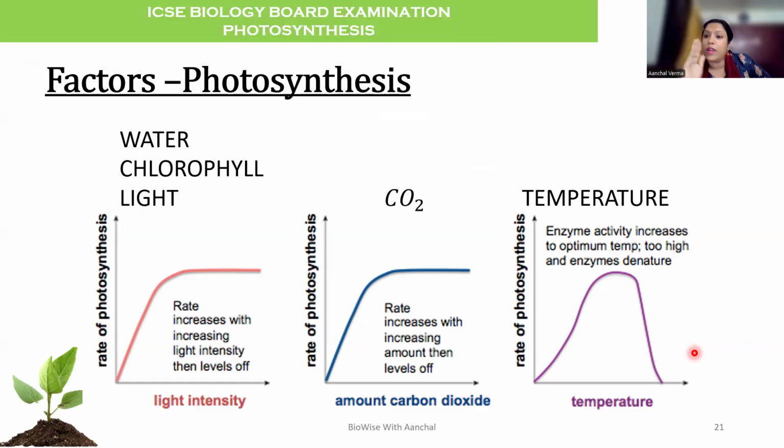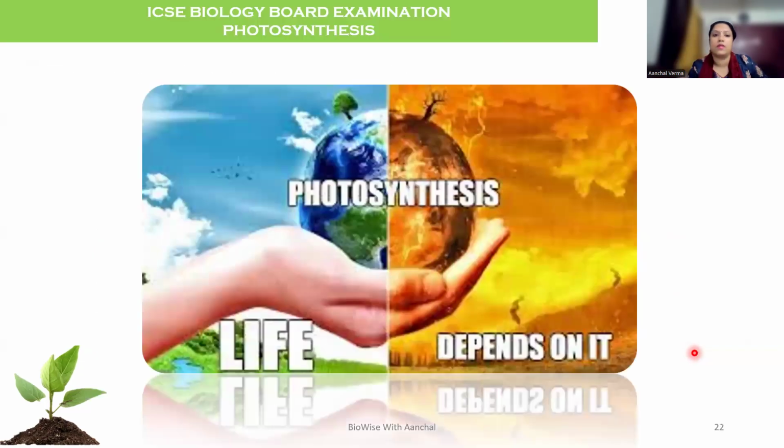Like 25 to 35 degrees, if you go in, the rate of photosynthesis doubles. Okay? So keep that in mind. For every 10-degree rise in temperature, the rate of photosynthesis doubles.